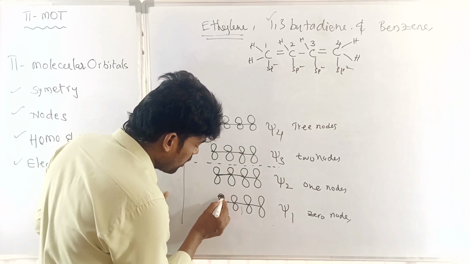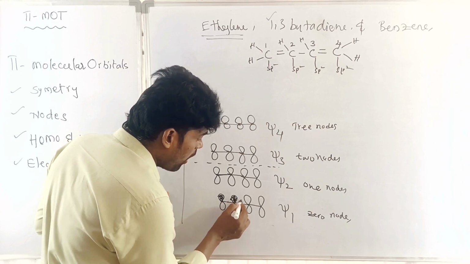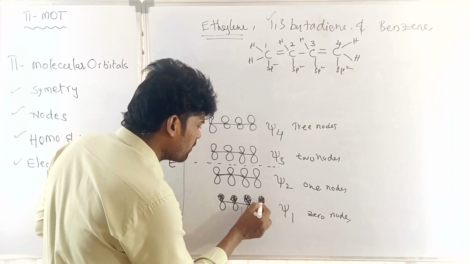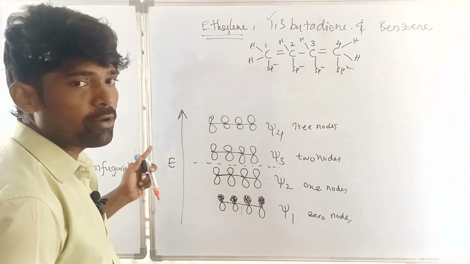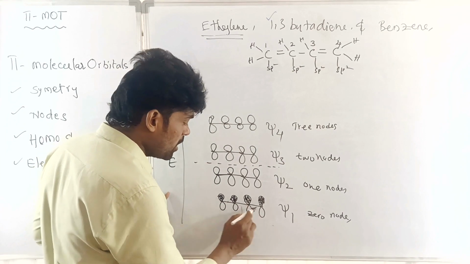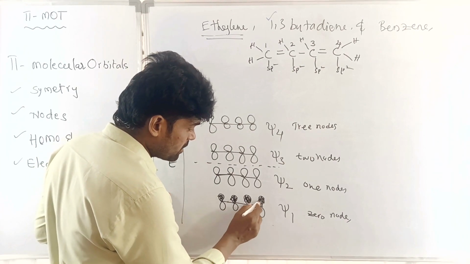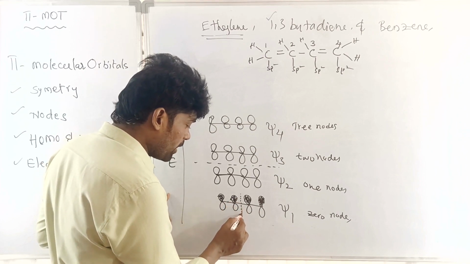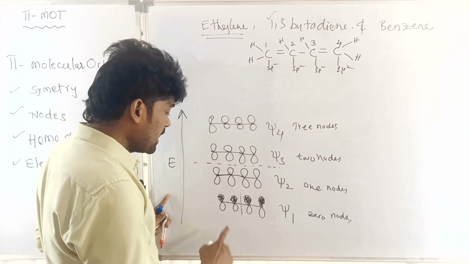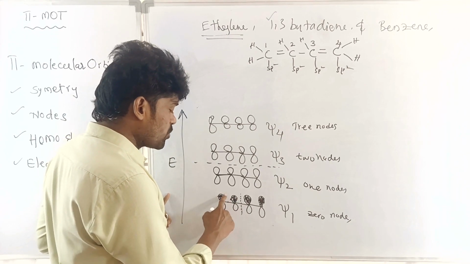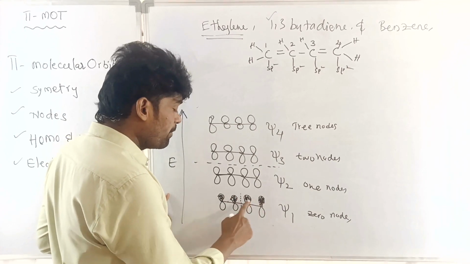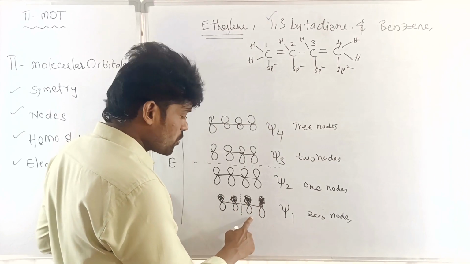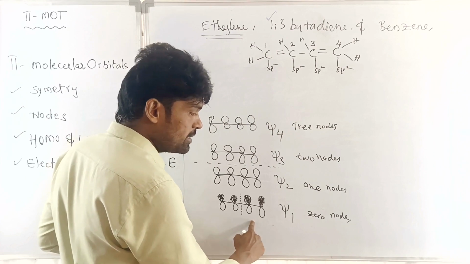Psi 1 always, all lobes can be shaded on the same side. In any molecule, psi 1 always. In the previous example also, psi 1 had the same sides. So see, all are on the same side. Now if you cut with a plane through the middle point, the same reflection will be there. These two are the same, these two are the same. If the same reflection is there, that can be called a mirror image. So this psi 1 can be called symmetric.